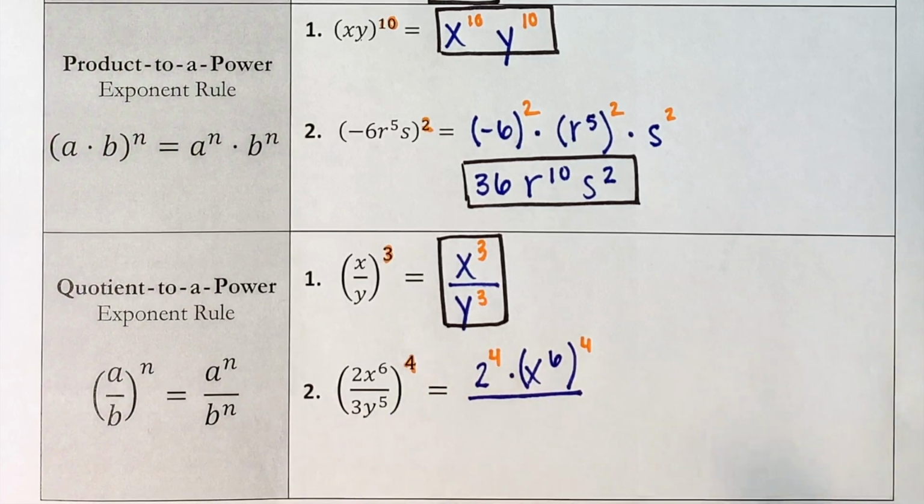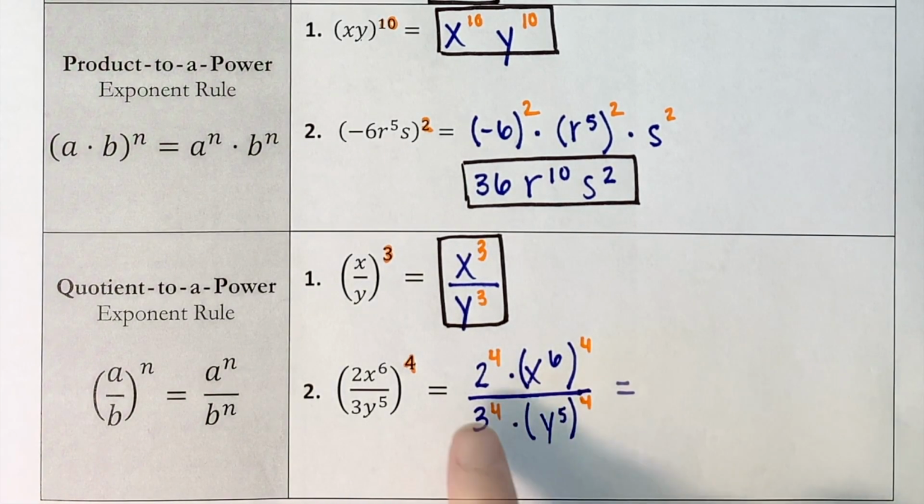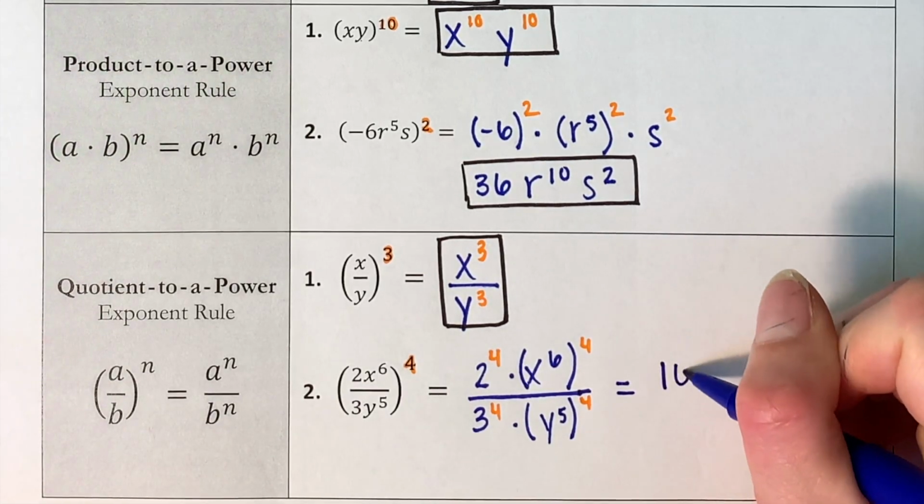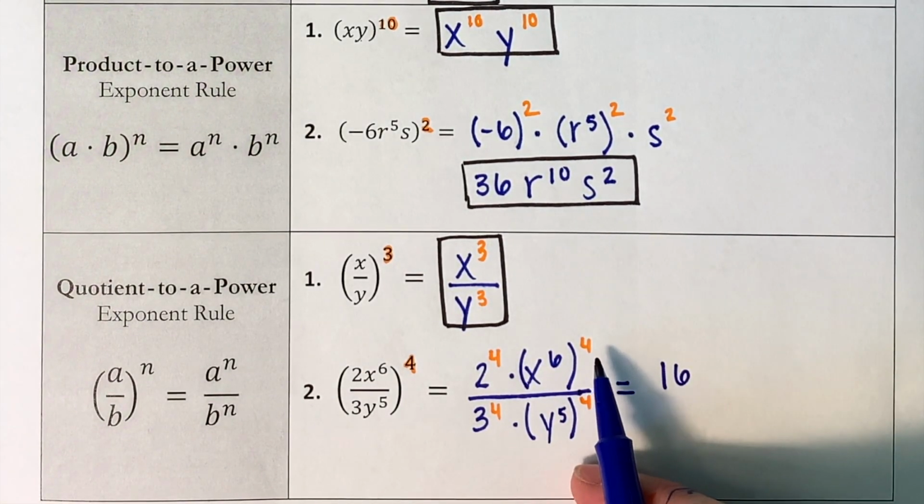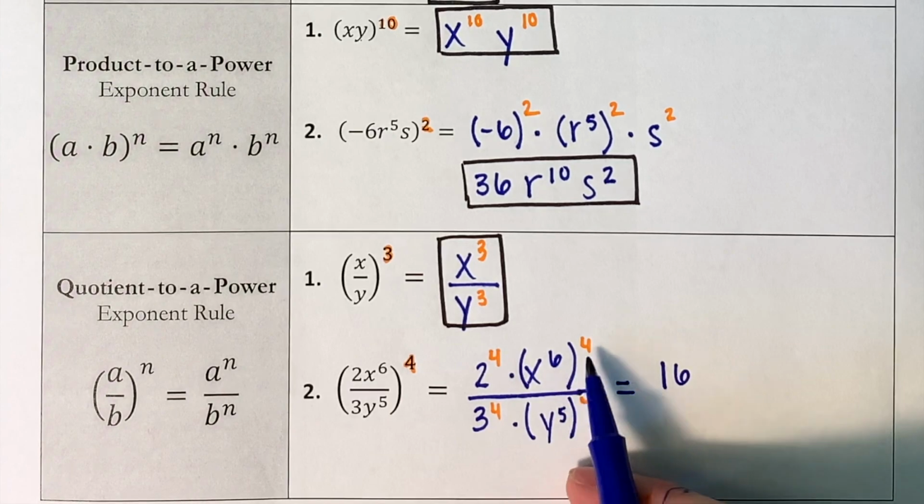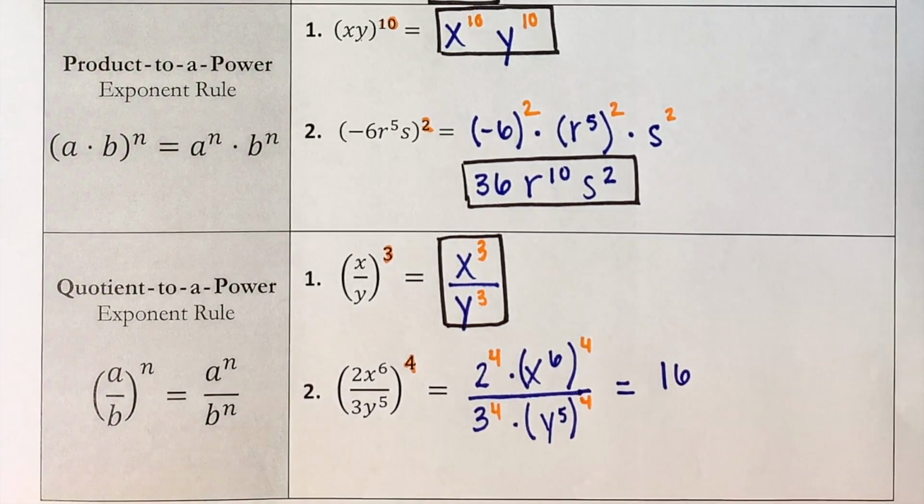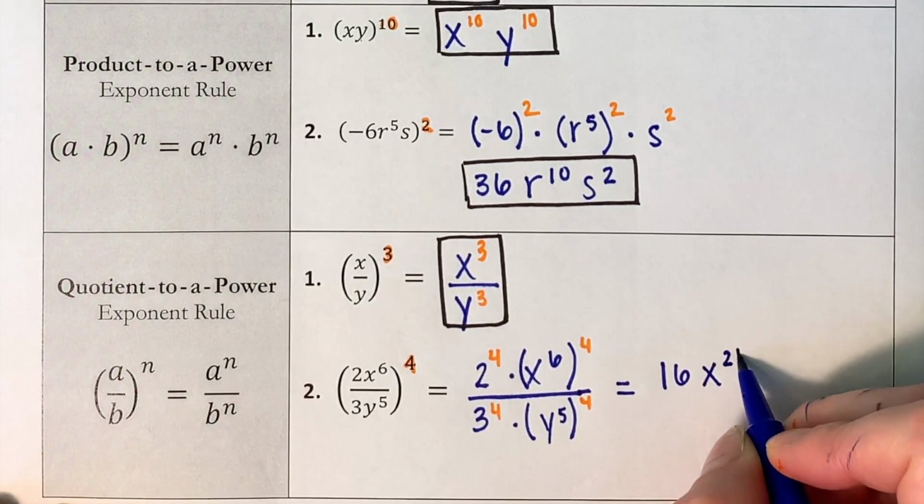We'll apply the 4 to the 3 to give us 3 to the 4th. And then we'll apply the 4 to the y to the 5th to give us y to the 5th to the 4th. Now we just need to simplify. 2 to the 4th gives us 16. X to the 6th to the 4th, we're raising an exponent to an exponent, so we multiply those exponents. 6 times 4 gives us 24, so we have x to the 24.